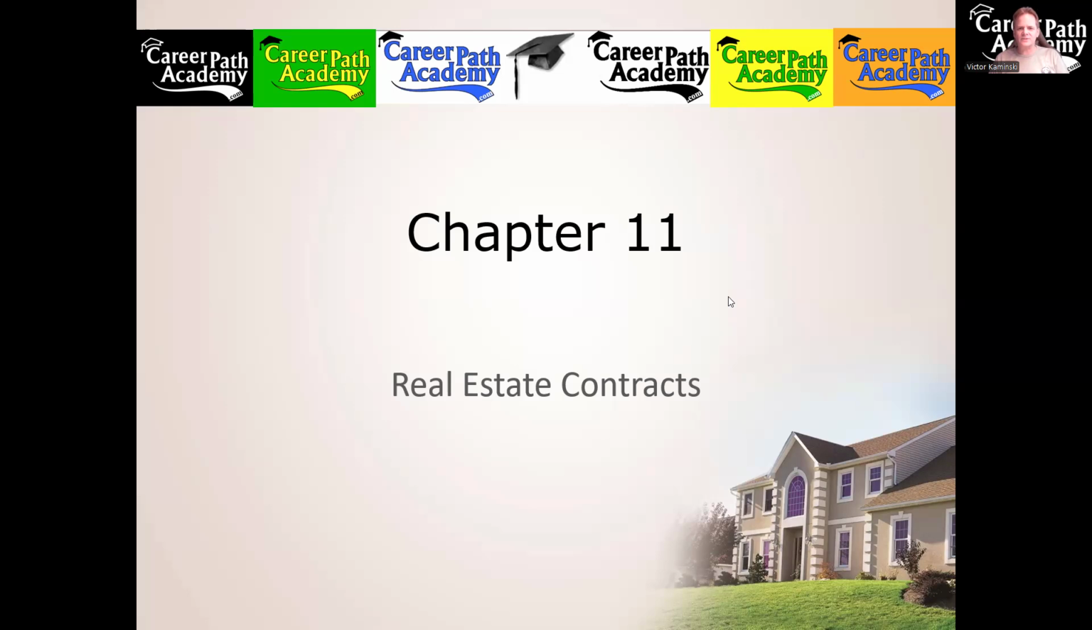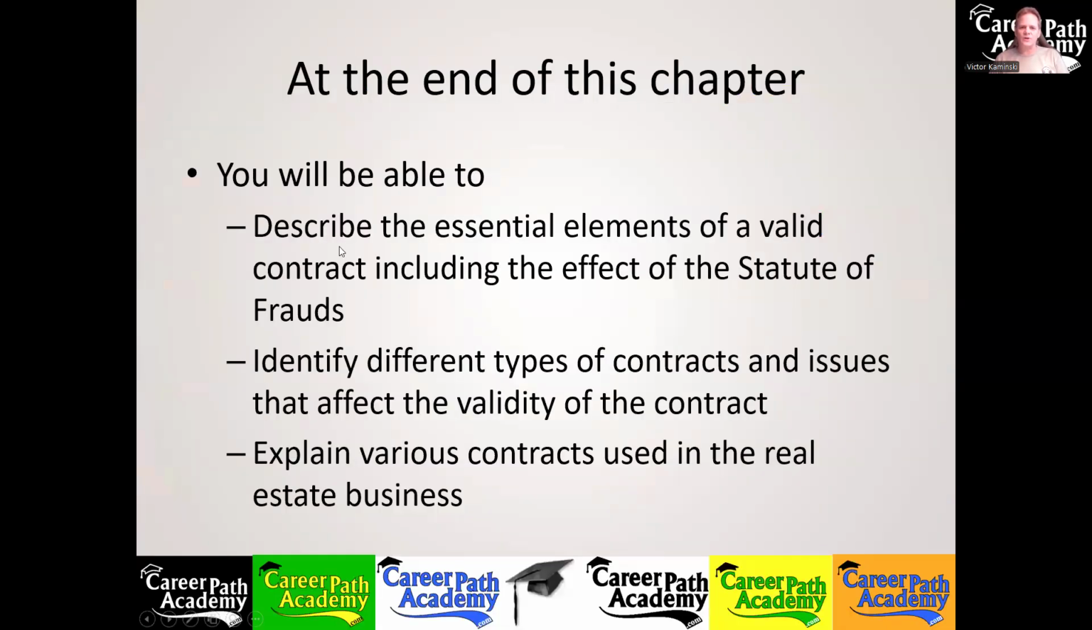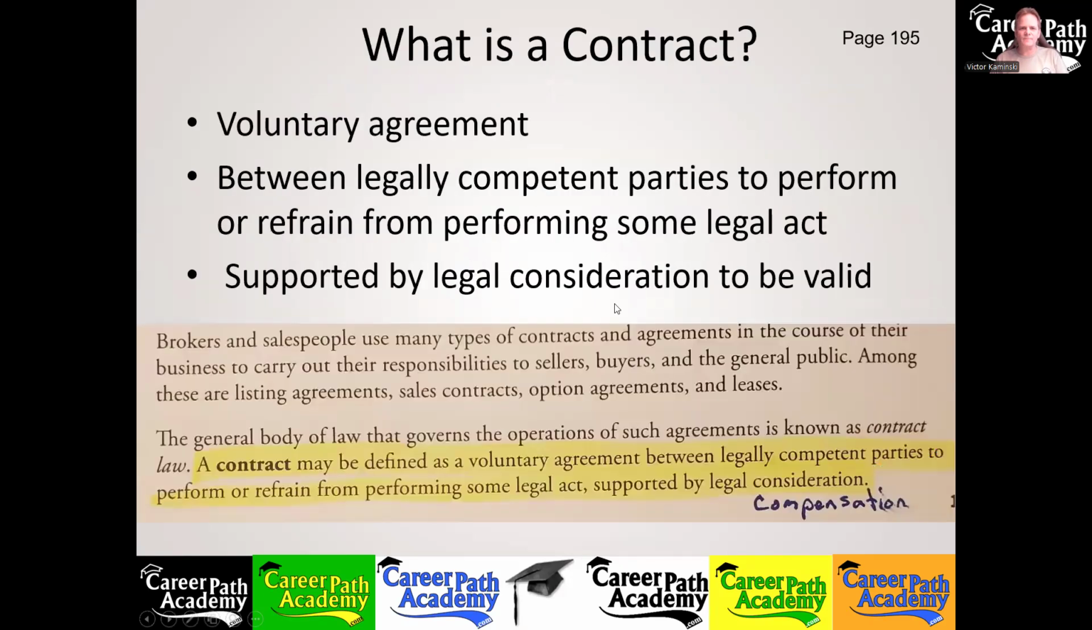In this chapter, real estate contracts are a big part of the business. As you can imagine, you'll get many questions on the exam from this chapter. We're going to describe the essential elements of a valid contract, including the effects of the statute of frauds. We already know that anytime we hear that, it usually has to do with something having to be in writing. We're going to identify different types of contracts and issues that affect their validity, and explain various contracts used in the real estate business.